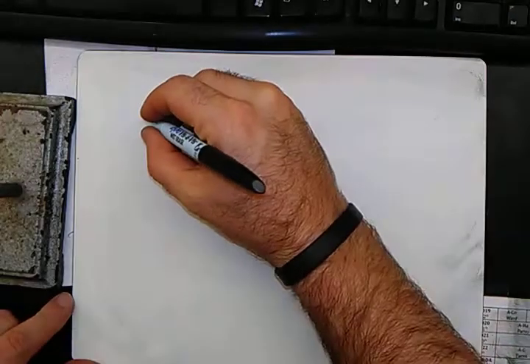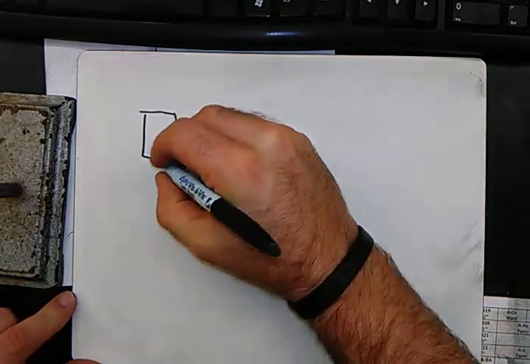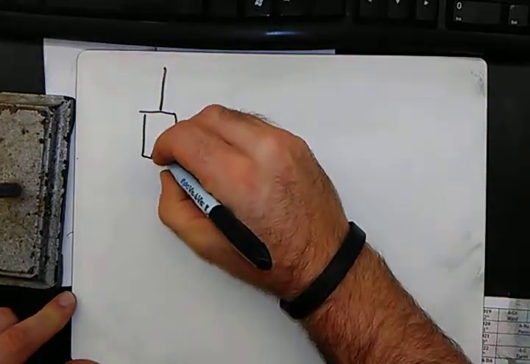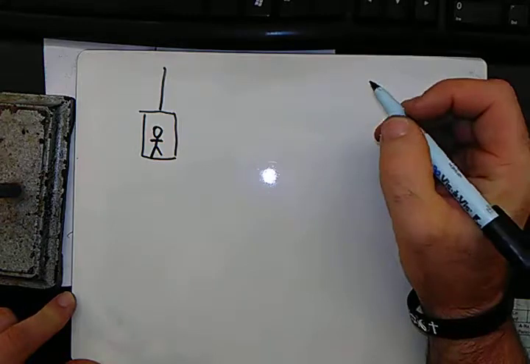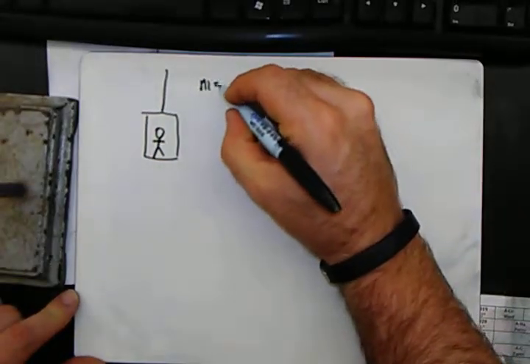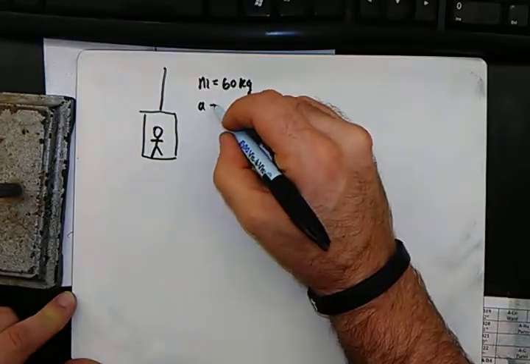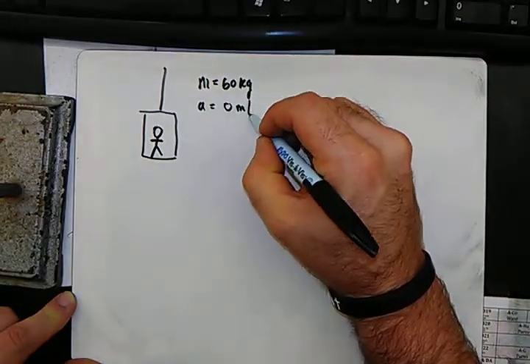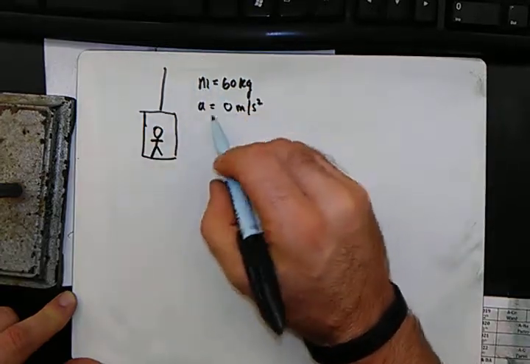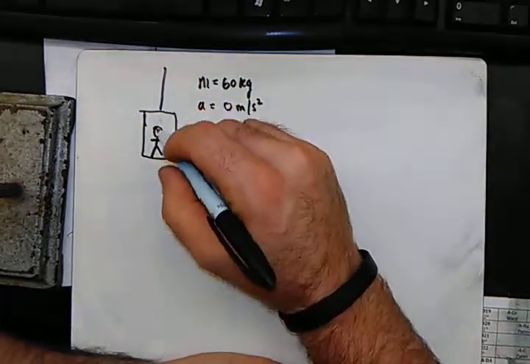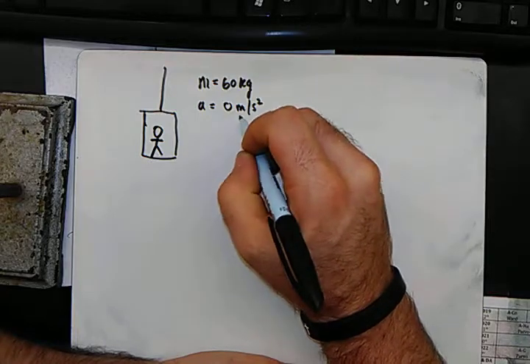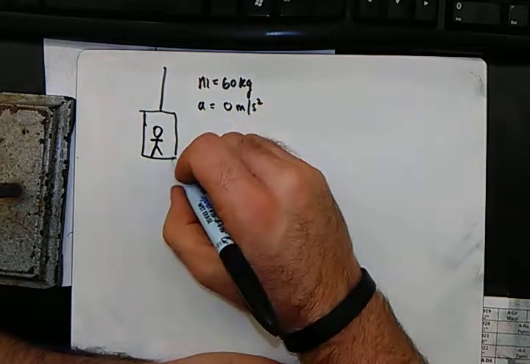Hey guys, let's look at something called apparent weight. So let's just say that there's an elevator, there's a person in the elevator, and I'm going to give the mass of the person as 60 kilograms. We're going to say the acceleration of the elevator is 0. That means it's either staying still or moving constantly. So there's no acceleration, there's no change in velocity here.